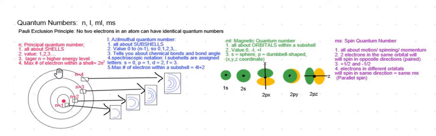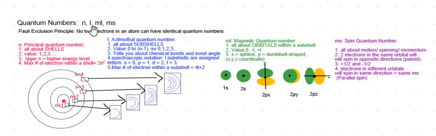Now, to find the maximum number of electrons within a shell, you would do 2n squared. And so for level 1, if you want to know the maximum number of electrons within the shell, you would plug in 1 for n. 1 squared is 1. 1 times 2 is 2. There's 2 maximum number of electrons within shell 1. And then you would do the same for the other shells.